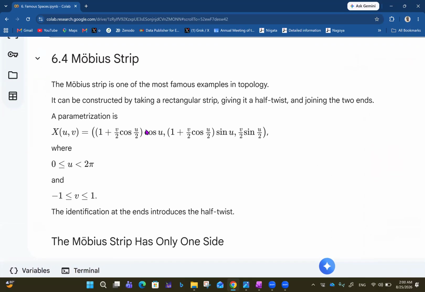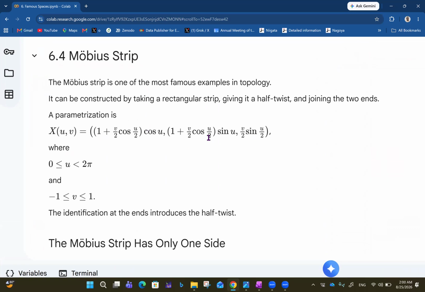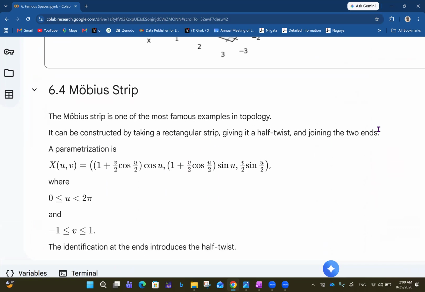It can be constructed by taking a rectangular strip, giving it a half twist, and joining the two ends. A parameterization is x of u comma v, which is 1 plus v over 2 cos u over 2 times cos u, and so on. This one looks a bit like the torus, except that you have the fractional parts now, and the multiplications inside here. And u is from 0 to 2 pi, and v is from -1 to 1. So the identification at the ends introduces the half twist.